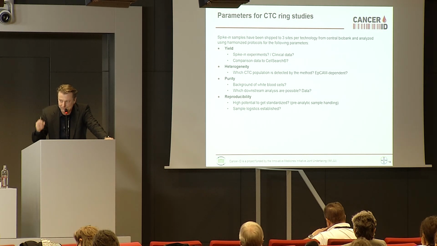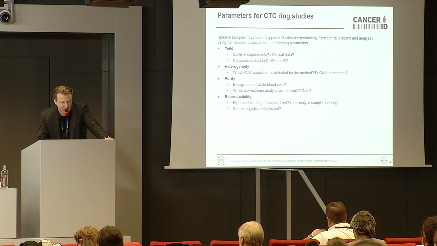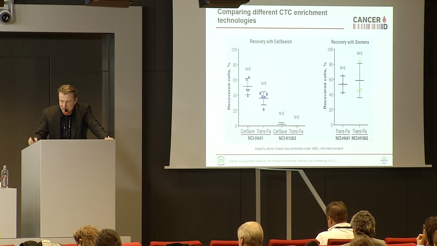For the CTC ring studies that we initiated, we looked at the yield, of course, using the different technologies at the different sites, compared that to CellSearch, heterogeneity, I mentioned that, and purity, so what is the background of white blood cells we're getting. We also looked at which downstream analysis is possible based on the quality of the circulating tumor cells and the isolated DNA we're getting from that, and how reproducible the whole thing is. And this is one of the typical examples we're getting.